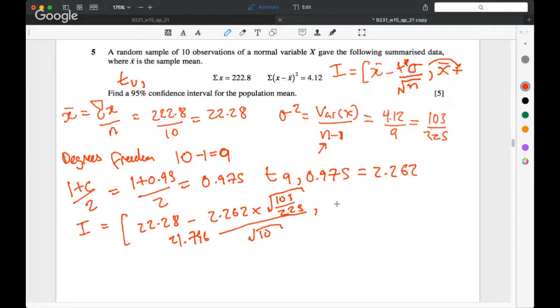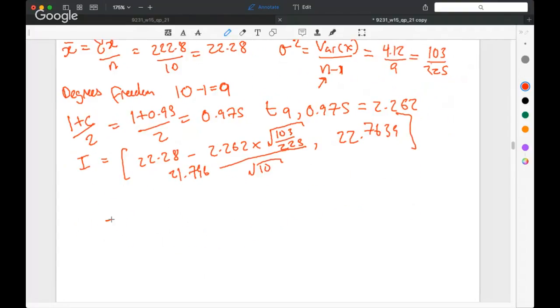And then the other one, you get doing basically exactly the same thing. You get 22.763. And just for a little bit of context, what this actually means is that this interval we've constructed, 21.796 to 22.763, I'll round up, has a 95% probability of containing the mean. That's all that confidence interval means.